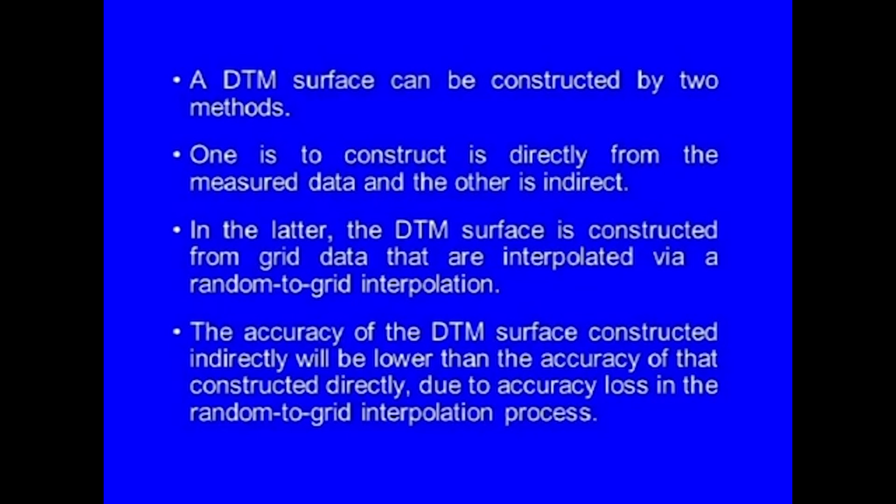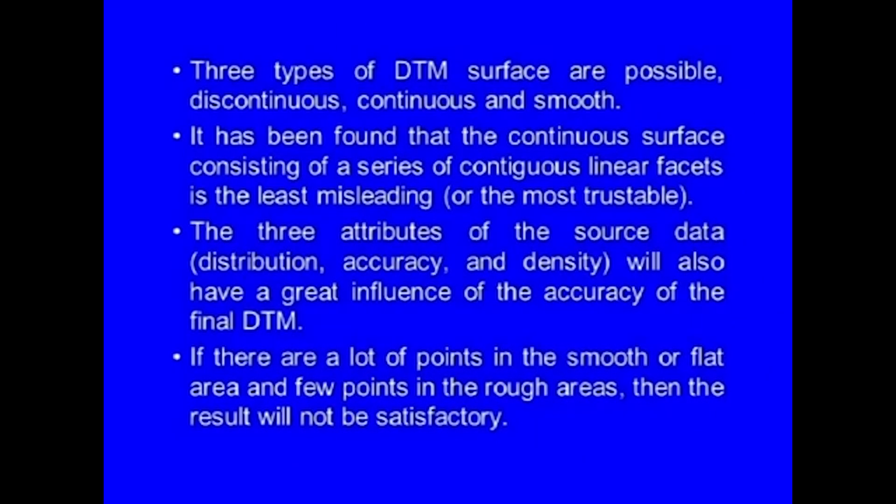The accuracy of the DTM surface constructed indirectly will be lower than the accuracy of the DTM constructed directly due to the accuracy loss in the random to grid interpolation procedures. There are three types of DTM surfaces which are possible: discontinuous, continuous, and smooth. It has been found that the continuous surface, which consists of a series of contiguous linear facets, is the least misleading, or one can say the most trustworthy.